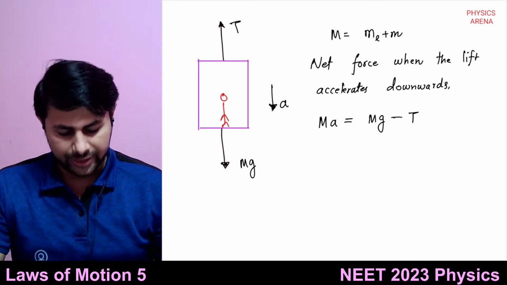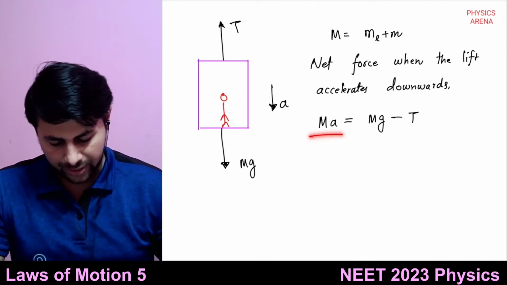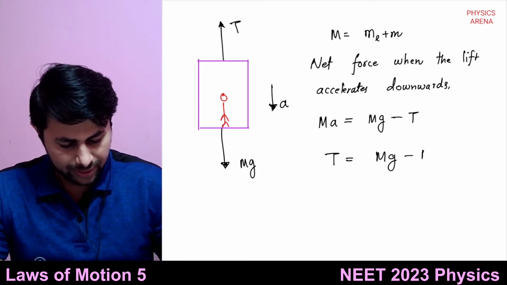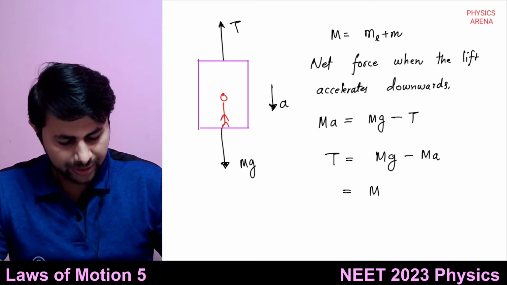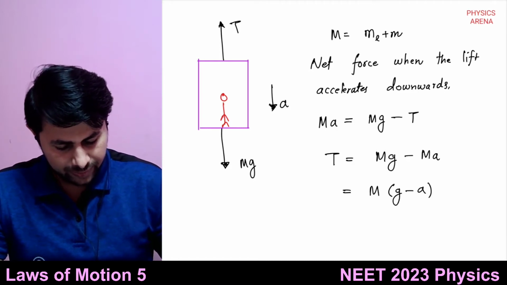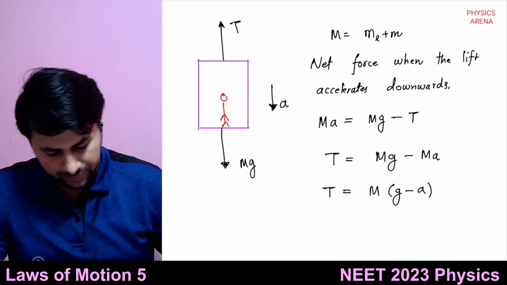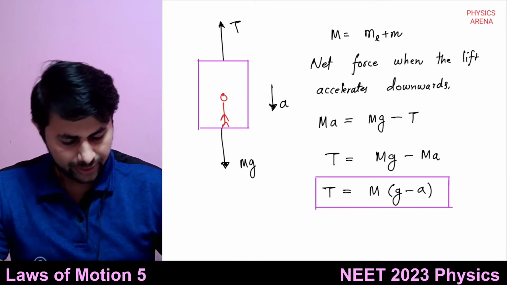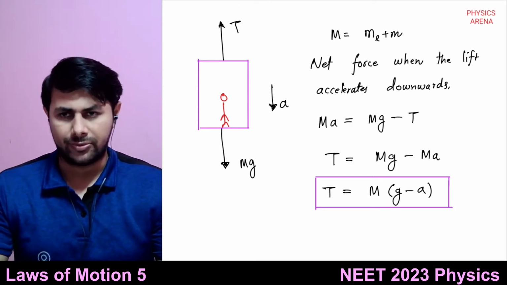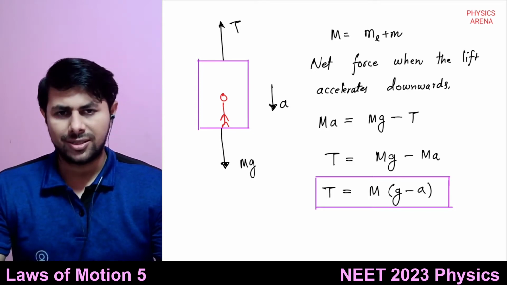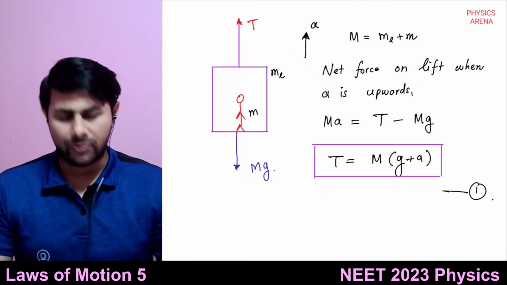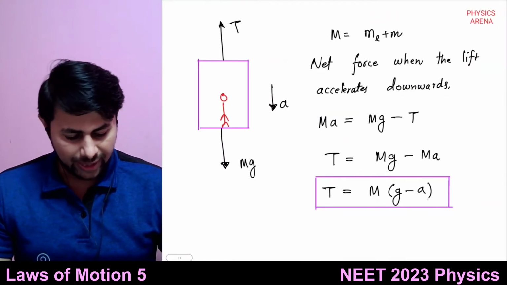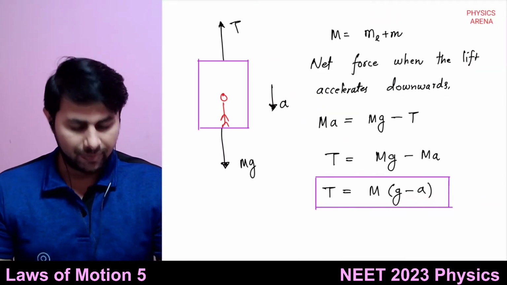Now take tension on the left hand side and ma on the right hand side. So you get tension equals mg minus ma, that is M multiplied by (g minus a). So this is the tension in the rope of the lift when the lift is accelerating downwards. Is this clear? When the lift accelerates upwards, tension is M multiplied by (g plus a). When it accelerates downwards, the tension is M multiplied by (g minus a).